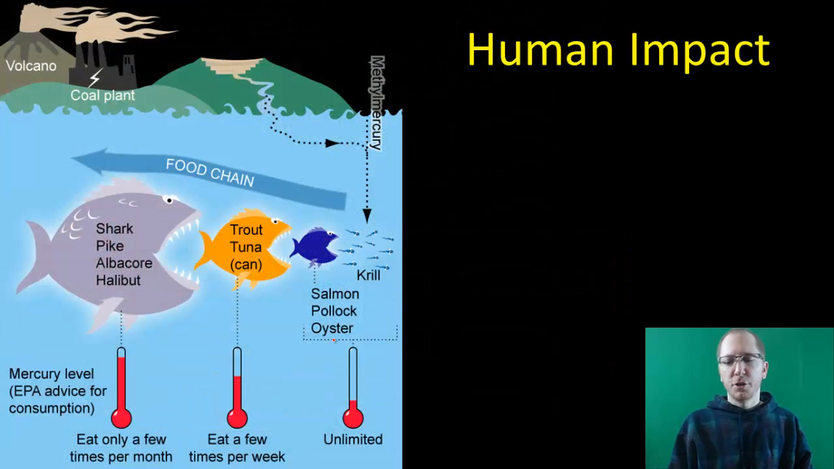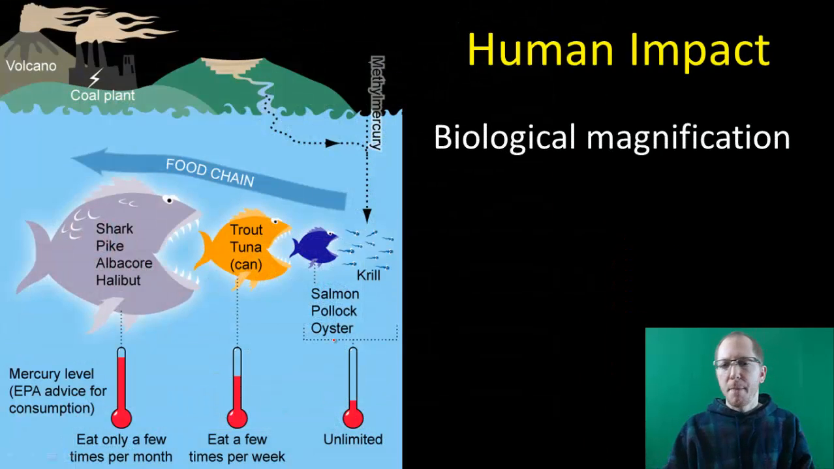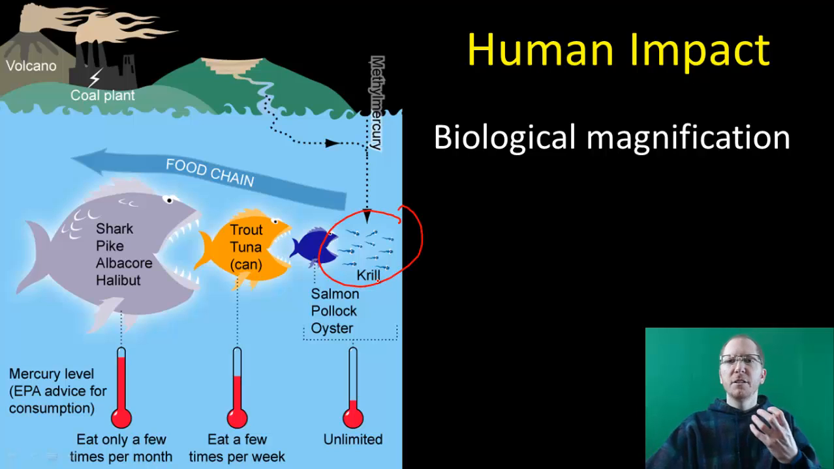Now the last bits we have are just human impact. With human impact, we've got biological magnification as one of these kind of cool, or sad, things that happens. We have pollutants that are in water. The small guys in the water eat very small amounts, or small amounts diffuse into them, but one way or another, they get very small amounts. In this case, we're looking at mercury.